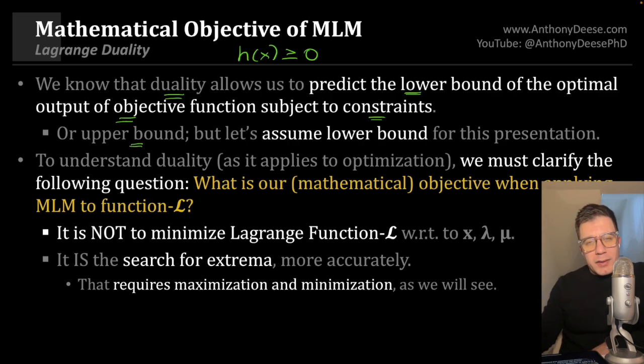But we're not going to look at all these different cases because frankly it's just going to make this module more complicated. So we are going to assume, at least for now, that we're dealing with minimization problems, h of x being less than or equal to 0, and consequently we're looking for a lower bound when we apply duality.